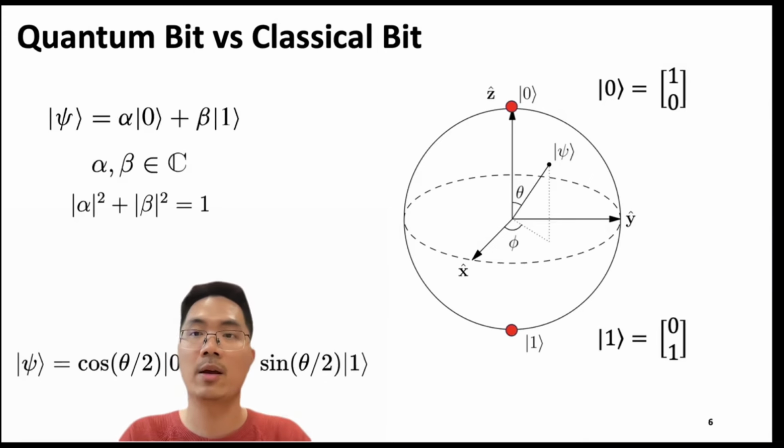Mathematically, we can write a quantum state as a linear combination of vector 0 and vector 1. So there are coefficients alpha and beta, whose squares sum to 1.